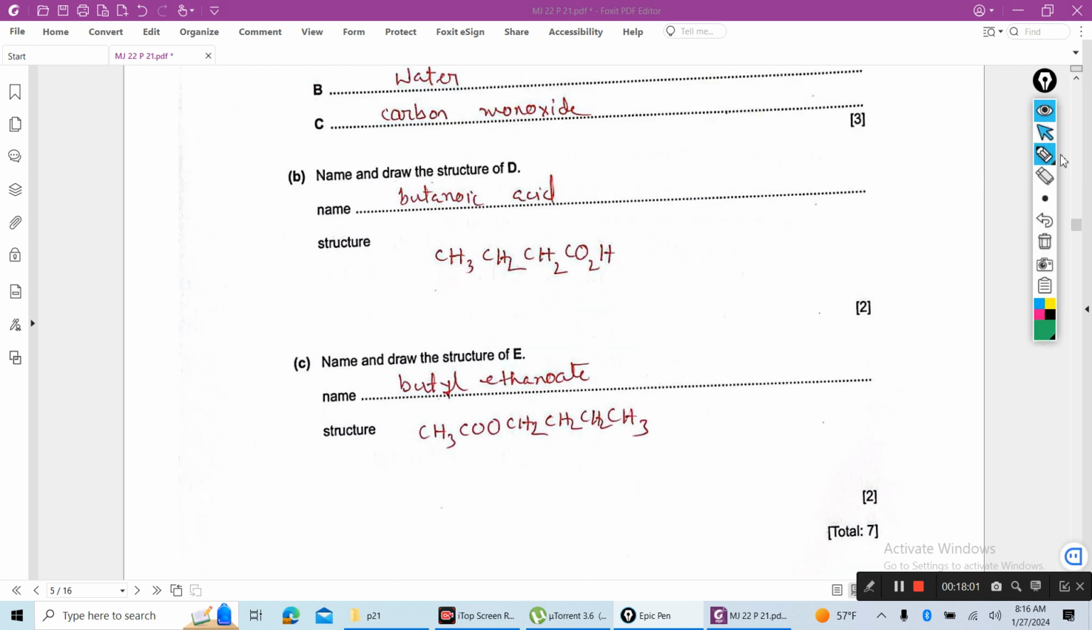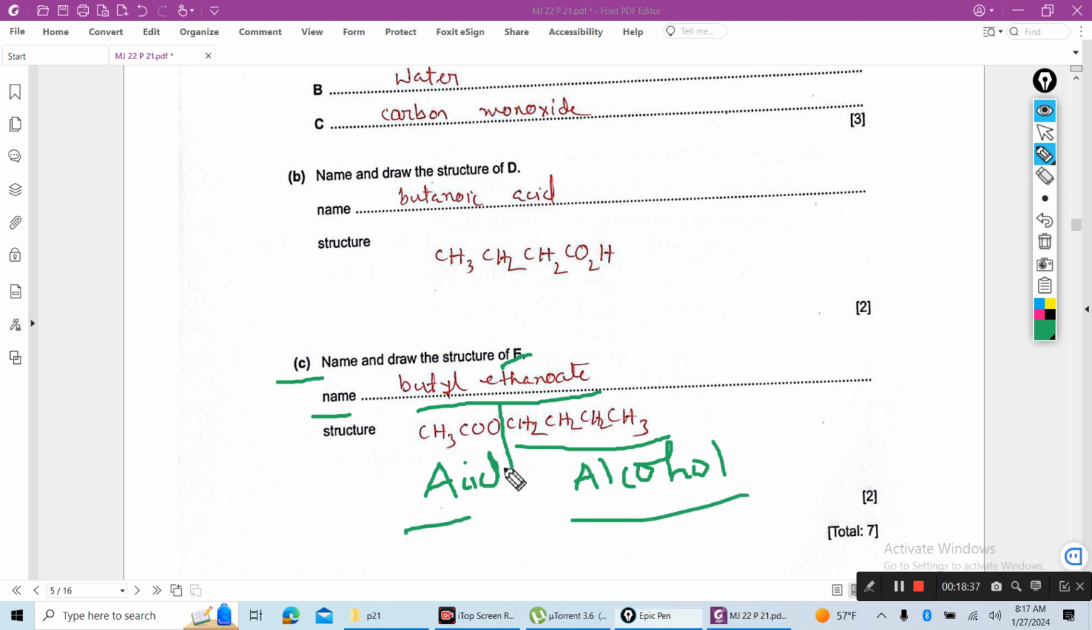Now see, name and draw the structure of E. E is an ester. Name: butyl ethanoate. This is the acid part, this is the alcohol part. And this is the acid. For ester naming, at first you have to tell the alcohol part, then the acid part. So 4 carbon butyl, 2 carbon alkanoate, ethanoate.